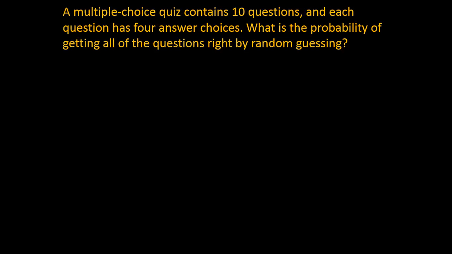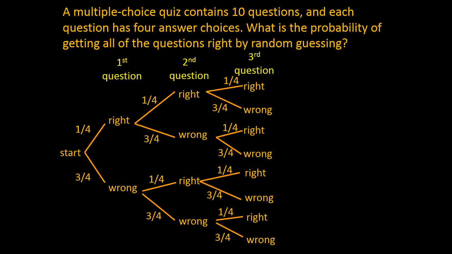Now with 10 questions, we probably don't want to make a tree because that tree would get to be very complex. So if we had this to begin with and we took it out to 10 questions, we would have so many outcomes in the end. It would become very unwieldy.